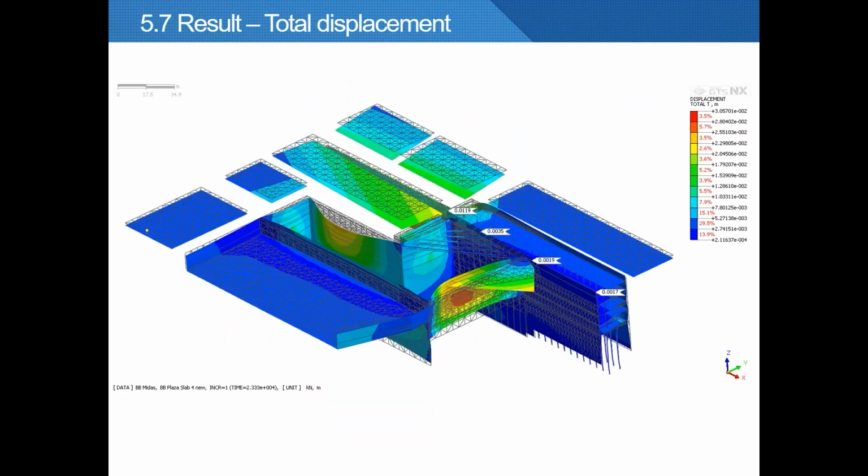This is the total displacement of the model at the end of simulation. The maximum deformation of the MRT structures is less than 15 mm. With that, it complies with the local Railway Act.